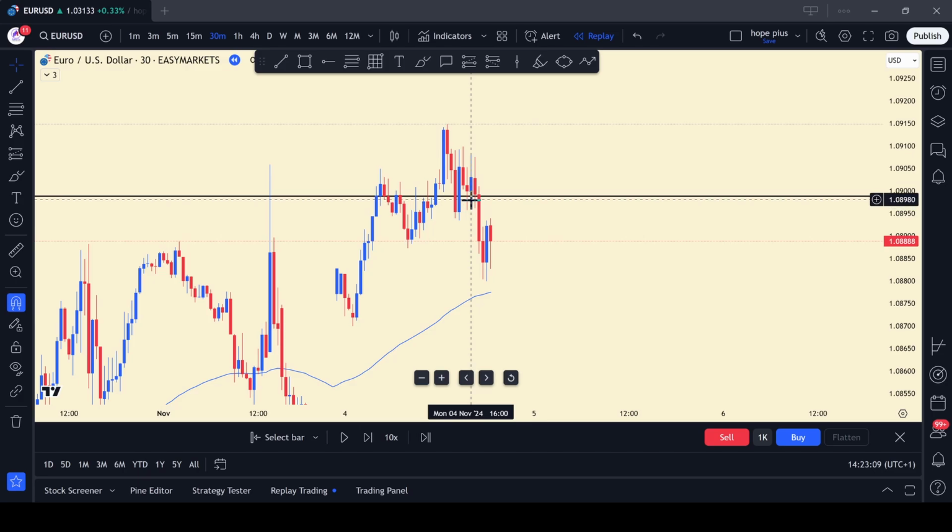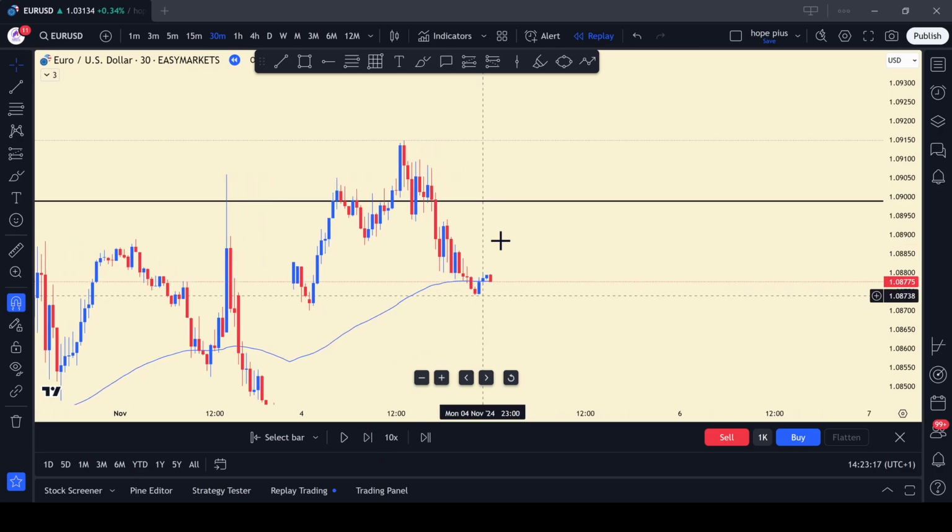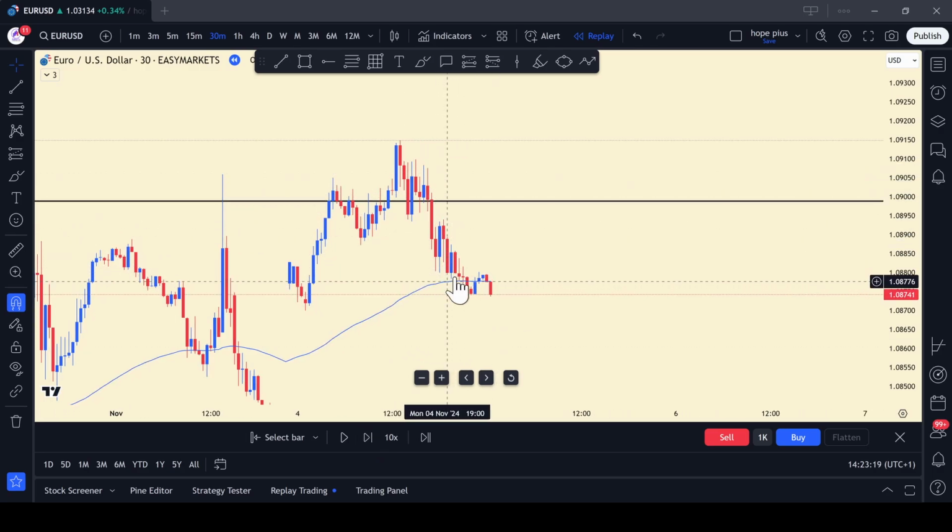This did not close below. So this is not a bearish engulfing. We didn't have it there. So let's continue. Price came all the way down. We still don't have bearish engulfing. Instead, what are we seeing? Bullish engulfing. So this bullish engulfing simply means price wants to push higher.